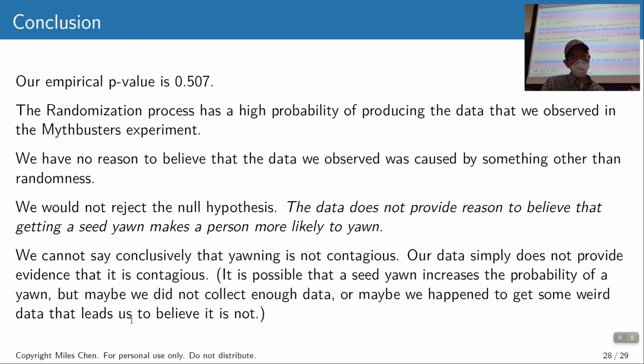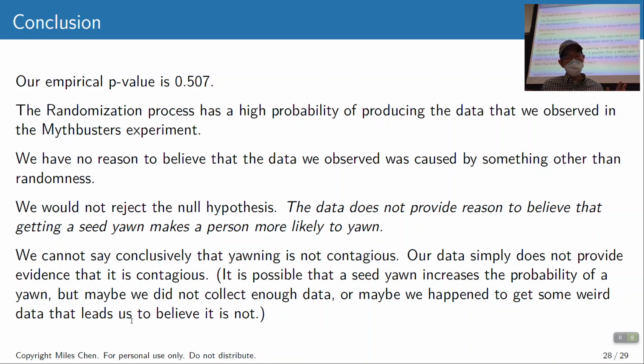And in fact, all right, I'll just read this slide. It says, the randomization process has a high probability of producing the data we observed in the Mythbusters experiment. So we have no reason to believe that the data we observed was caused by something other than randomness, and we would not reject the null hypothesis. The data does not provide reason to believe that getting a seed yawn makes a person more likely to yawn. On the other hand, we can't say that yawning is not contagious. Our data simply does not provide enough evidence that it is contagious.